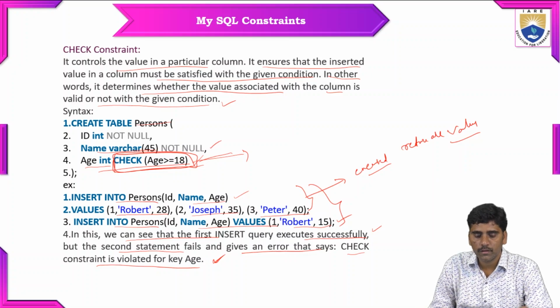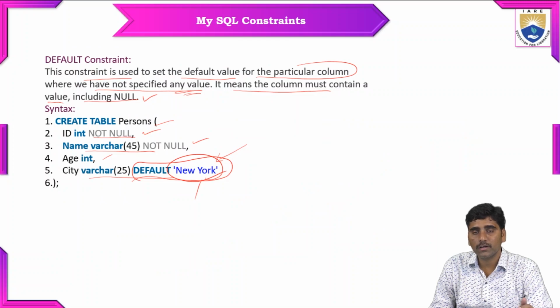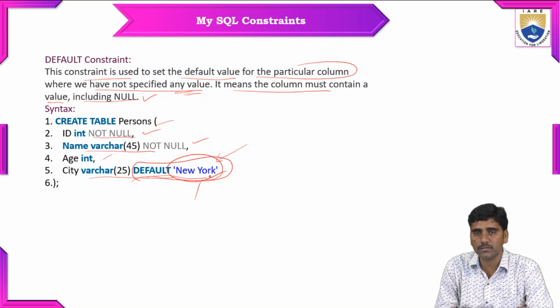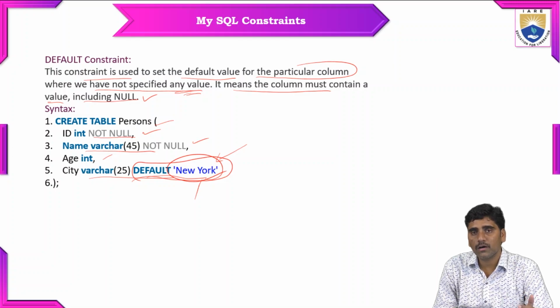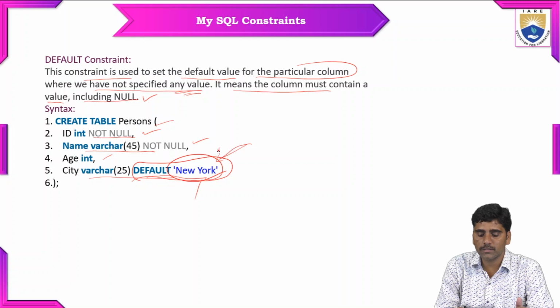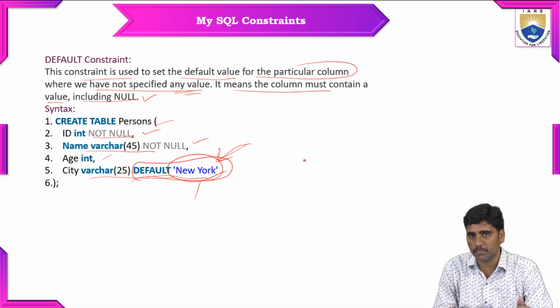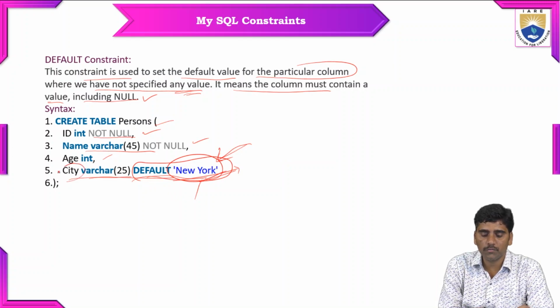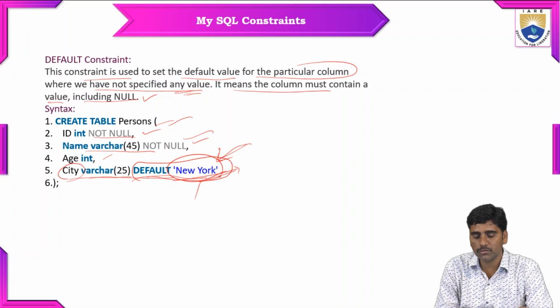And the next one, default constraints. Default constraints are nothing but, if you are not going to insert any value and you specify that column with a default constraint, then the column value will be taken as the default mentioned value. So here in this example, city varchar of 25 default New York indicates that New York is the default value for the city column for all the values.